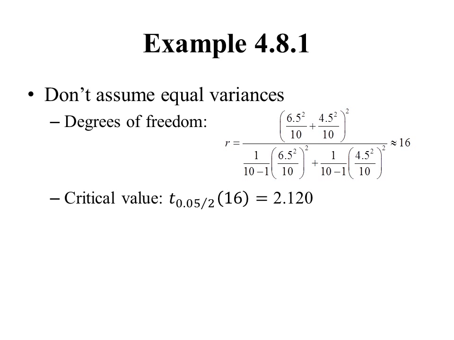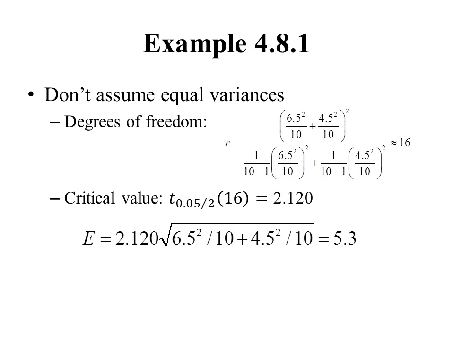So our critical value is t sub 0.05 divided by 2 with 16 degrees of freedom, and if we look up that number, I get 2.120. And so now we'll calculate our margin of error. Here's our critical value. Here's S1 squared divided by N1, S2 squared divided by N2, and we get our margin of error of about 5.3.